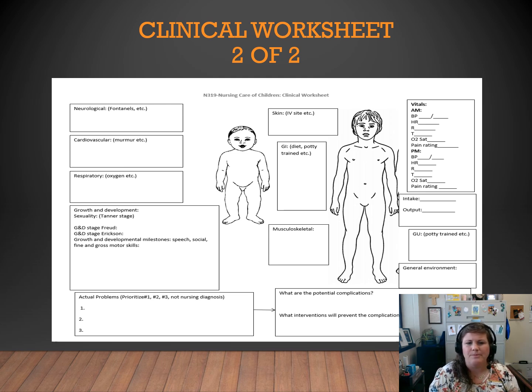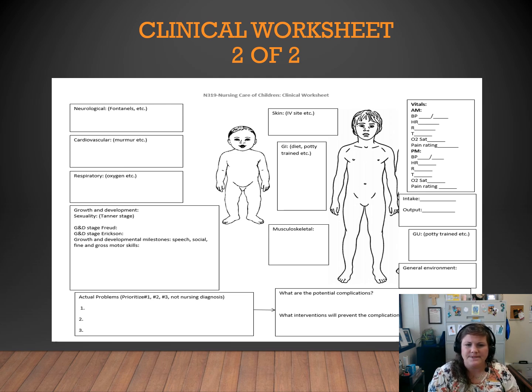And then for growth and development milestones, speech, social, fine and gross motor, that's where you're indicating what the patient is doing, what you would expect them to be doing, because that's the age that they are now, and these are the milestones appropriate for that age.